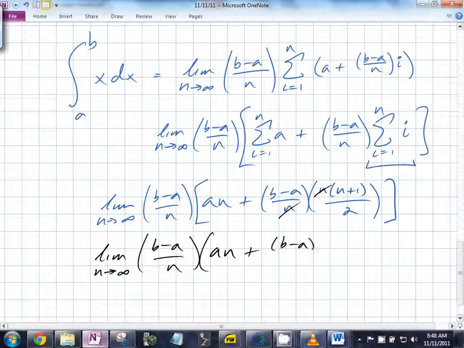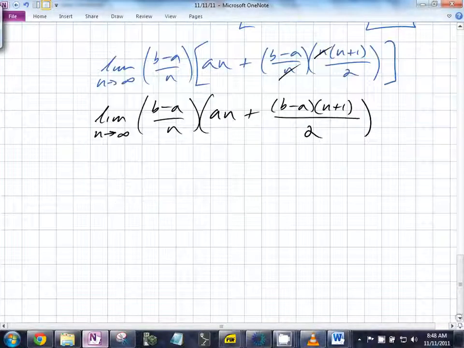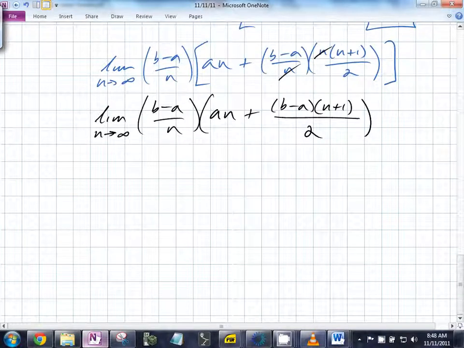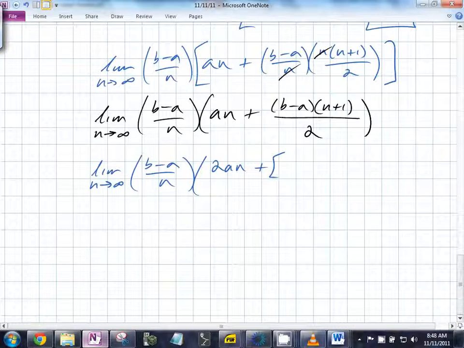What should I do at this point, algebraically? Multiply out the top right there? We can do that, sure. So you get the limit as n goes to infinity of b minus a over n times, we want a common denominator, so I'll do that as well. 2an plus, what do you get here? bn plus b minus an minus a all over what? 2. Do a few things cancel there or simplify a little bit?